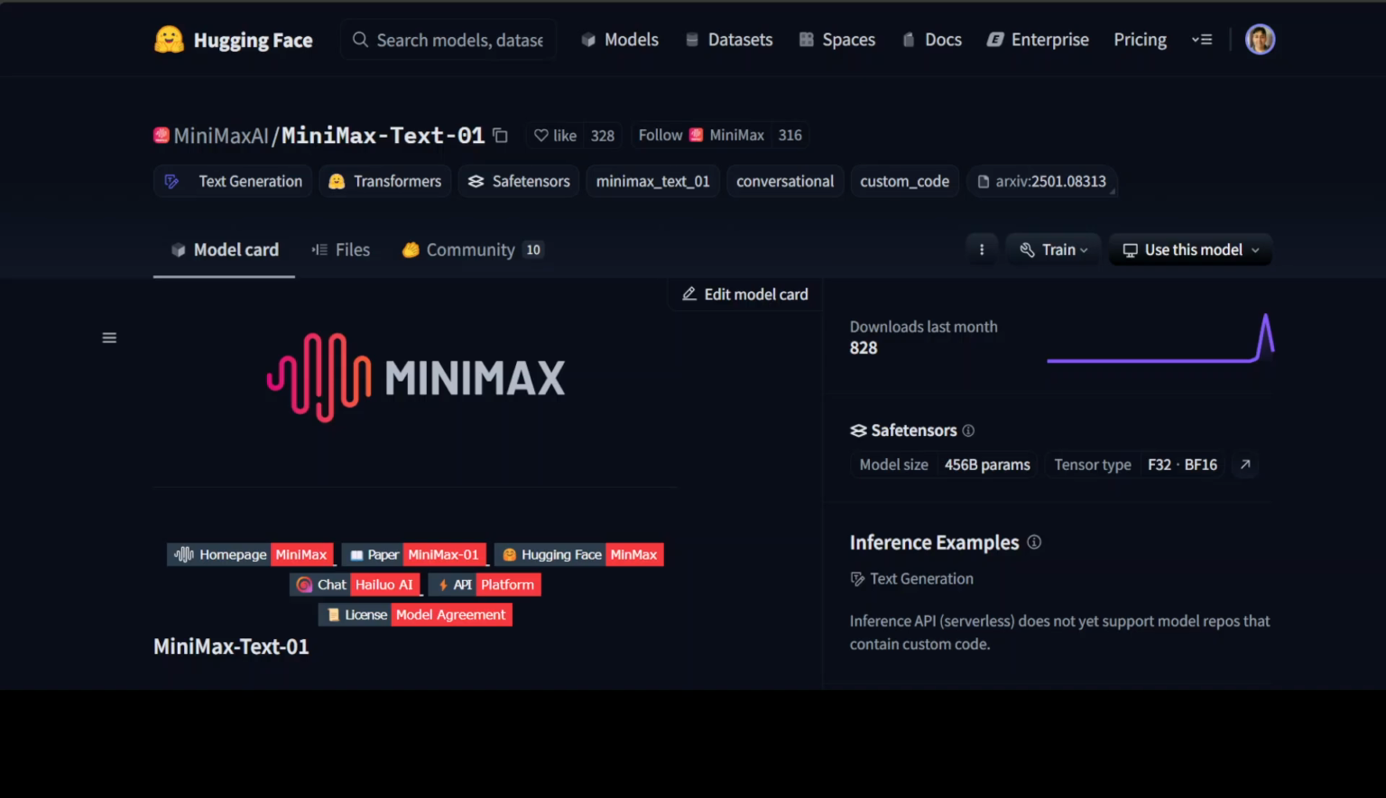So this model, as I said, it has got 4 million context window and it has 456 billion parameters. It's a text model. This model adopts a hybrid architecture that combines lightning attention, softmax attention, and mixture of experts. Now don't worry, let me explain all these three terms in simple words. So again, this model is composed of three things: lightning attention, softmax attention, and mixture of experts.